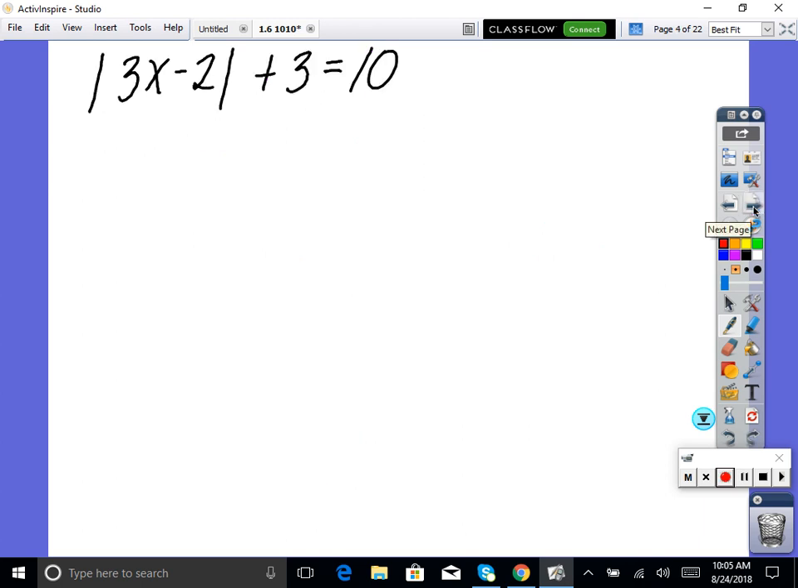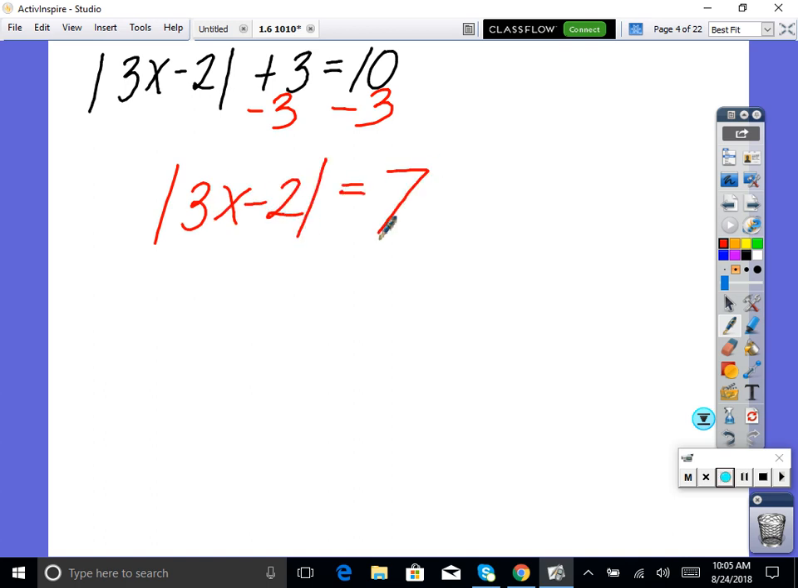Another one. So the absolute value of 3x minus 2, plus 3 equals 10. Before you can even think about it, you have to isolate the absolute value. So we would first subtract 3. So absolute value of 3x minus 2 equals 7. Let's say I had a 7 right here. What would I do? Divide by 7, because that would be attached by a multiplication sign. Okay, cool. So now you say, okay, we have a distance of 7. So 3x minus 2 equals positive 7, and 3x minus 2 equals negative 7.